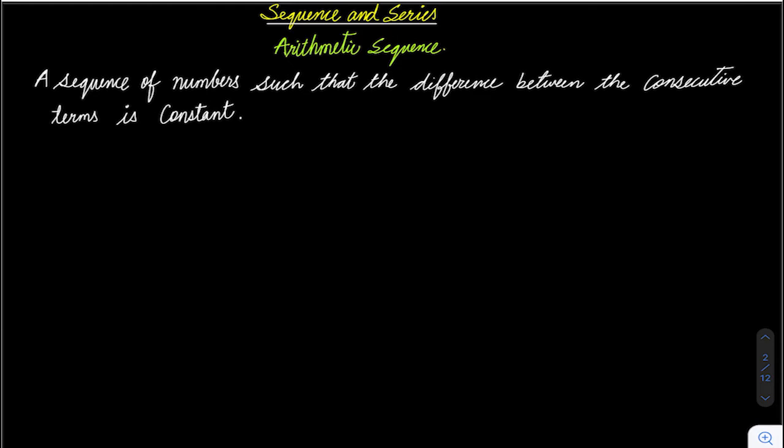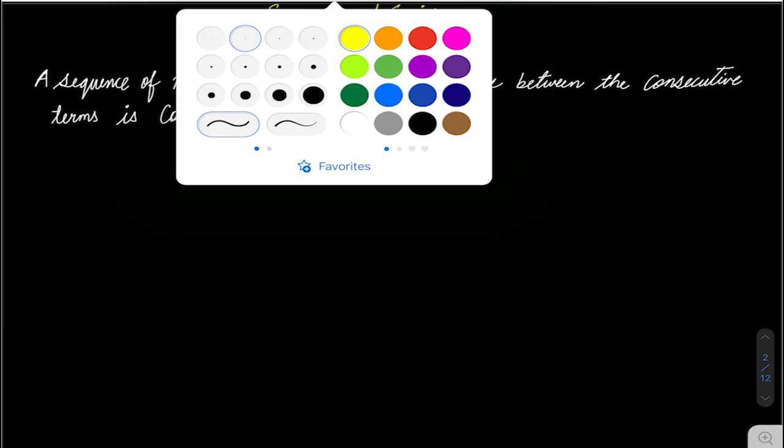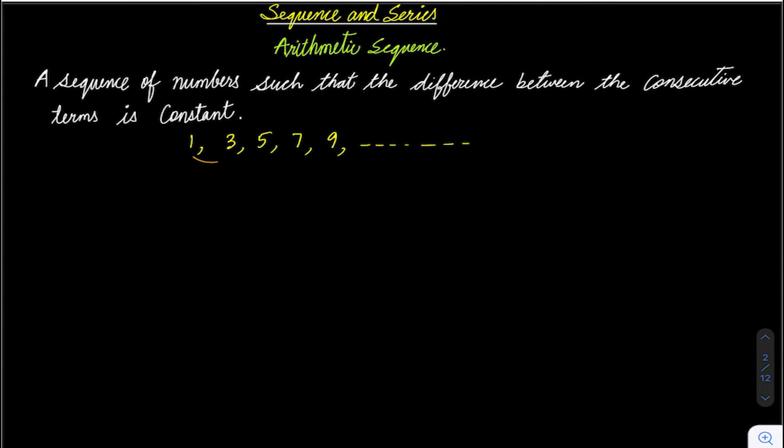So for example, if we have a sequence like 1, 3, 5, 7, 9 and so on, we can see that the difference between the consecutive terms is the same, that is 2. 5 minus 3 is 2, 7 minus 5 is 2, 9 minus 7 is 2. So this sequence is nothing but an arithmetic sequence, or we can say arithmetic progression, or you can say linear sequence also.